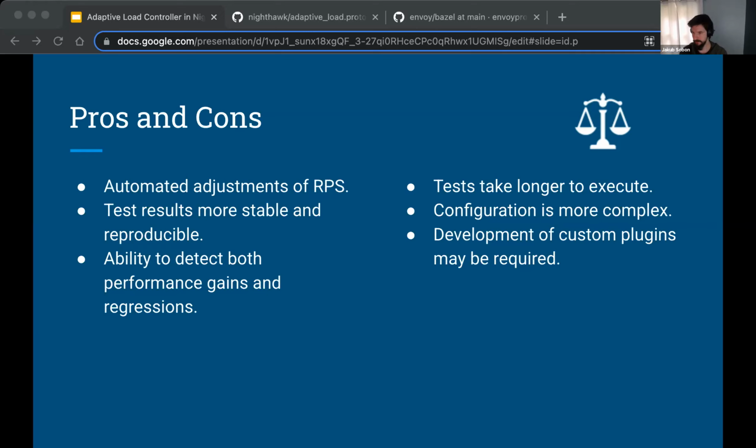We did address the problems that I mentioned we encountered with open loop. We found that the tests are more reproducible and more stable when we execute them multiple times. We get roughly the same results.